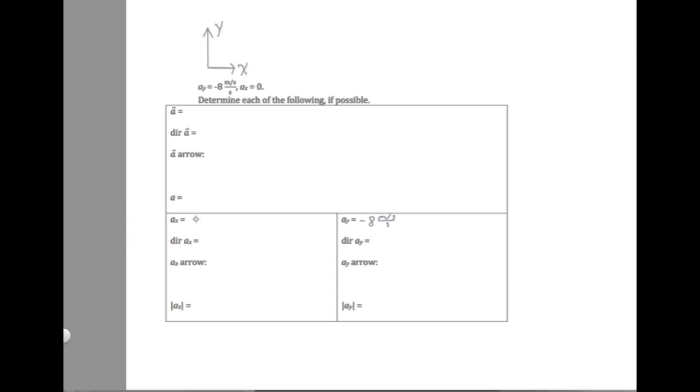And our AX component is 0. And AY is -8 meters per second squared. So the direction of the y component is in the negative direction, which is down, and a 0 component has no direction and no arrow and 0 magnitude. And this arrow points down and has a magnitude of 8 meters per second squared.